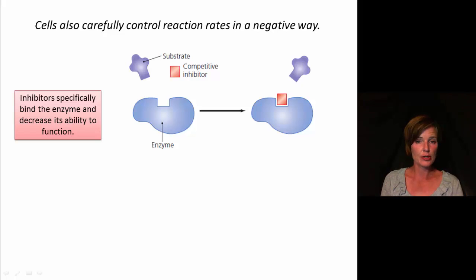One type of inhibitor is called a competitive inhibitor, and the competitive inhibitors actually bind to the active site and block the binding of the substrate. So they compete for the active site. Sometimes these are non-reversible. They bind in there, and if they do not come out of the active site ever, then that means that that particular enzyme is not going to be able to function anymore.